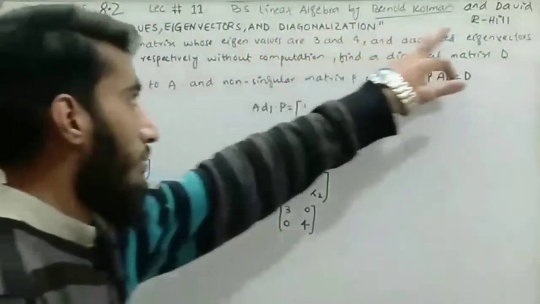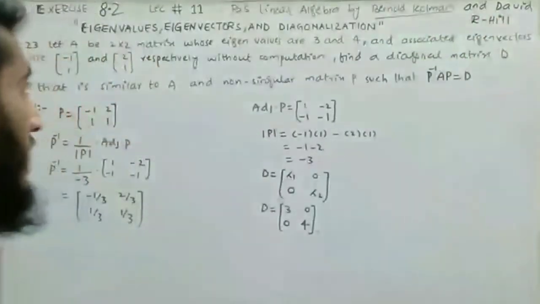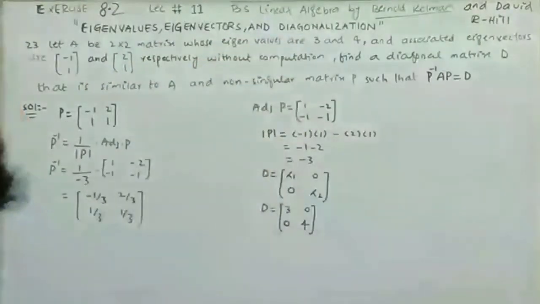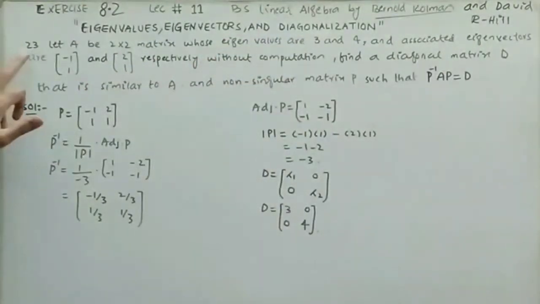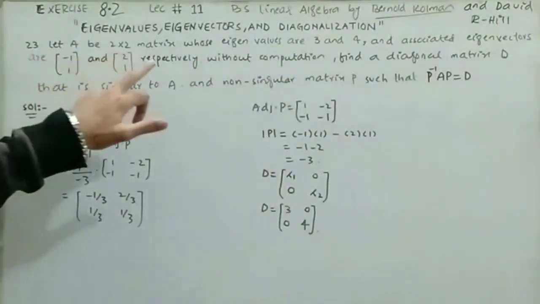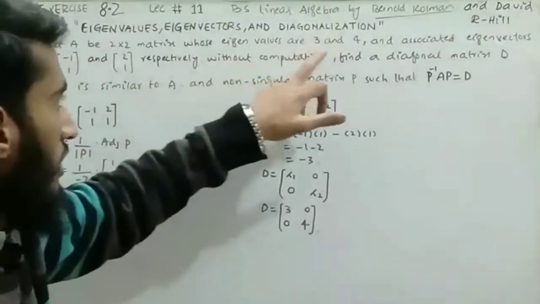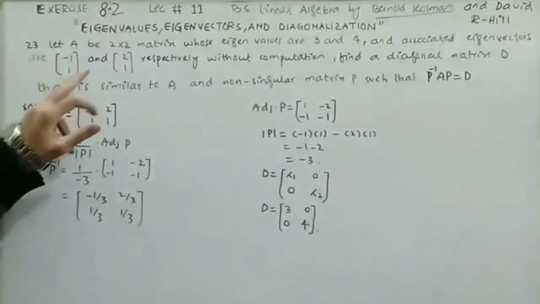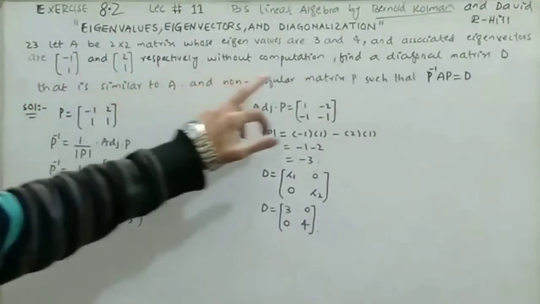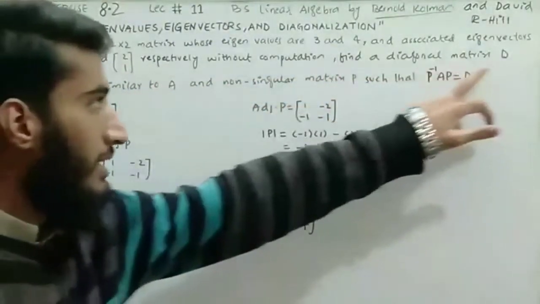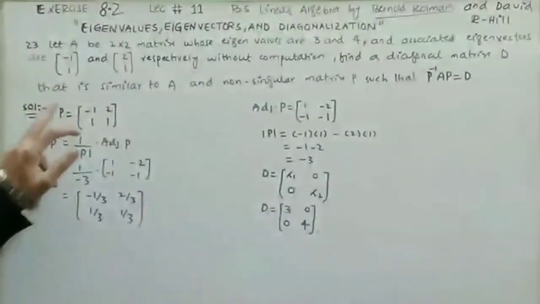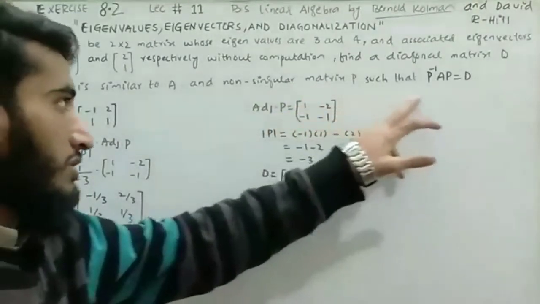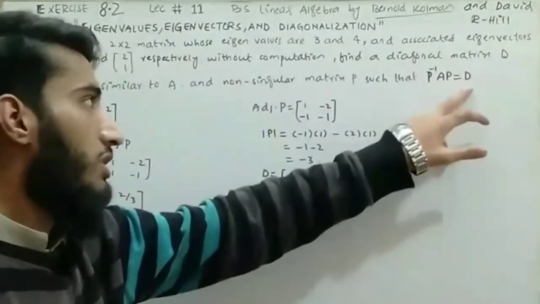BS Linear Algebra by Bernard Kolman and David R. Hill, 8th edition. Chapter name is Eigenvalues, Eigenvector and Diagonalization. Question number 23 says: let A be a 2 cross 2 matrix whose eigenvalues are 3 and 4 and associated eigenvectors are (-1, 1) and (2, 1) respectively. Without computation, find a diagonal matrix D that is similar to matrix A and a non-singular matrix P such that P inverse AP is equal to D.